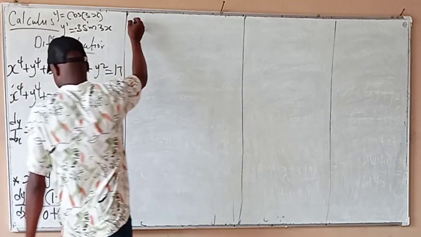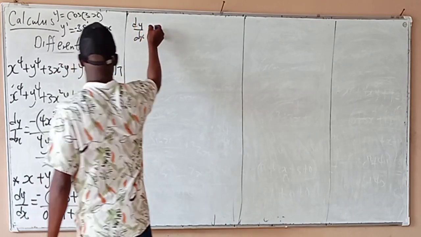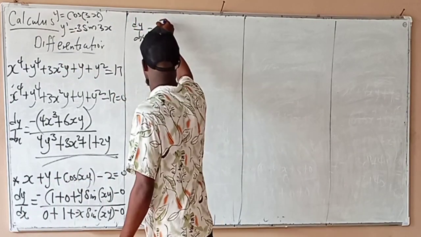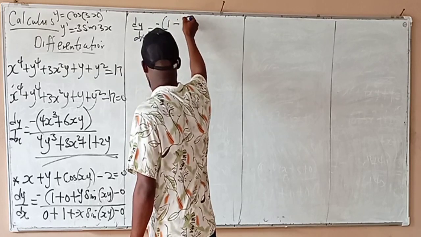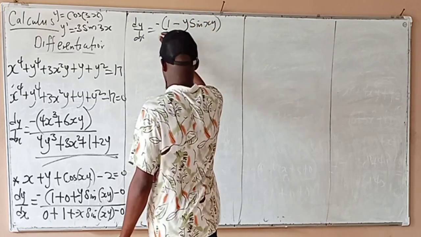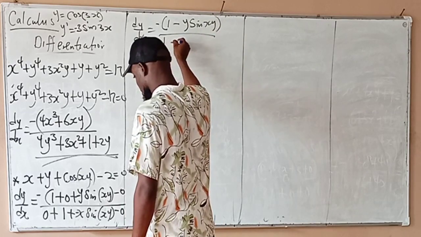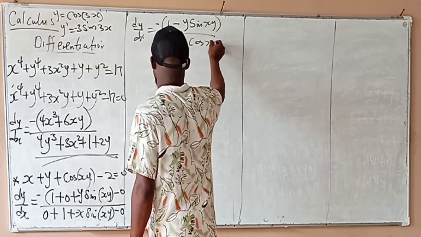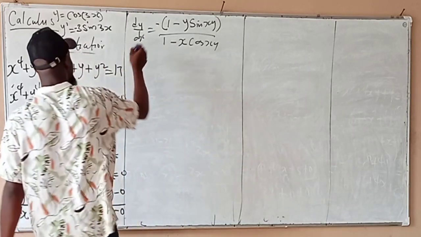So at the end of the day, dy over dx becomes minus 1 minus y sin xy over 1 minus x cos xy. That's all. Let me do another one.